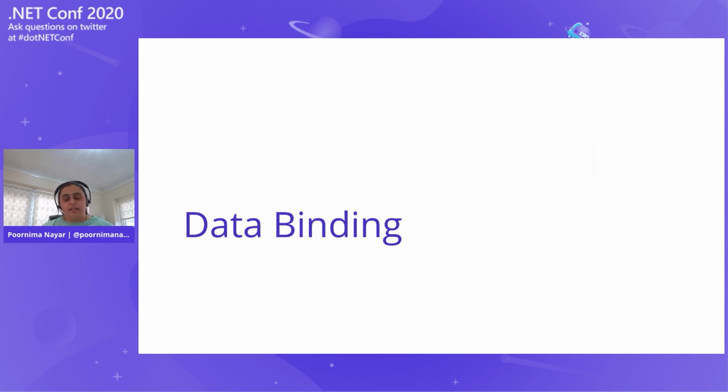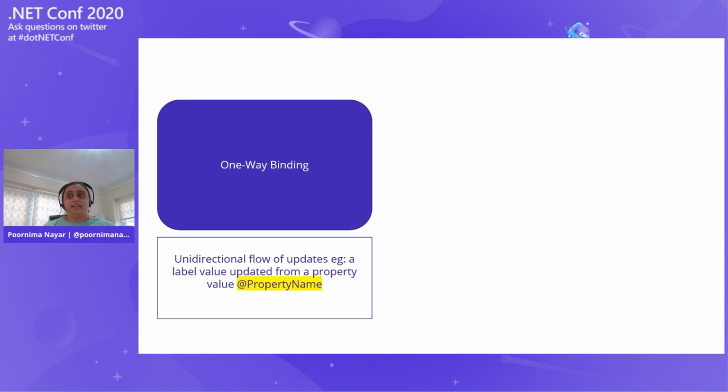Data binding. Of course, Blazor is a single page application framework and it supports data binding. The first type of data binding is one-way data binding. So let's talk about that briefly. One-way data binding is a unidirectional flow of updates. An example would be to read or display something using @ syntax. It's classic Razor syntax. So if you have a property or a field, @ property name or @ field name can display the value for you. That is a good example of one-way data binding.